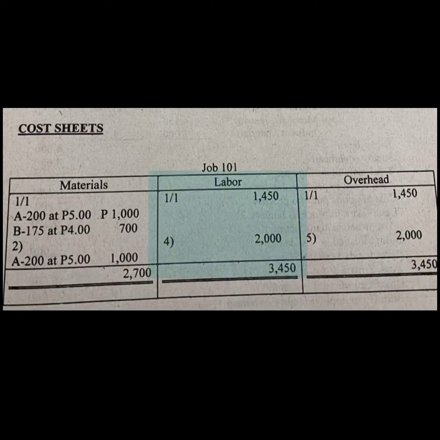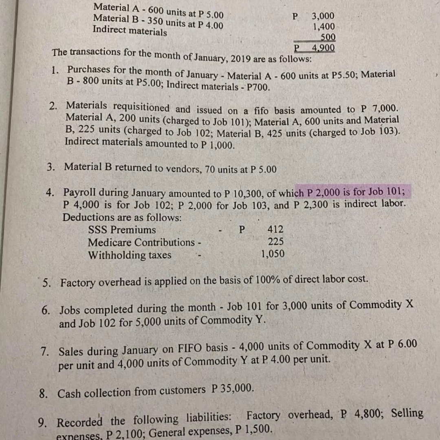We also have 2,000 pesos for labor. This 2,000 pesos can be seen in transaction number 4. So, for Job 101, there is a labor cost of 2,000 pesos.